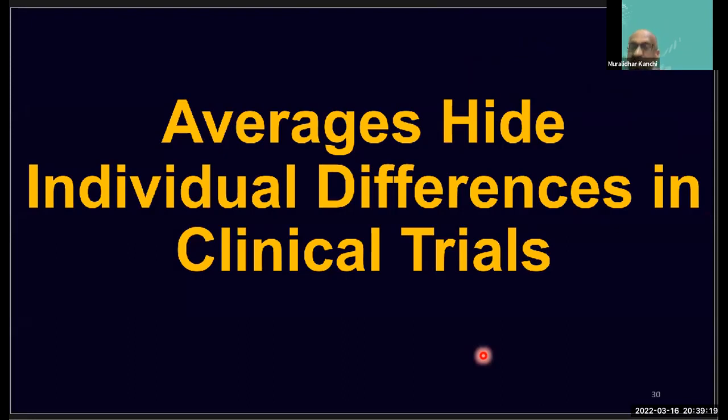Please note this. The most powerful form of trial, the randomized controlled clinical trial, was devised as a means of determining a treatment's effect in a particular group of patients. But there are individual differences. You are only looking at the mean values and average values, so you will not come to what is happening to the individual patients.